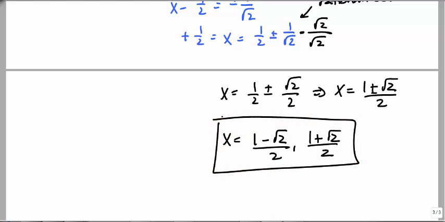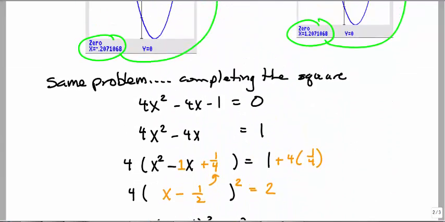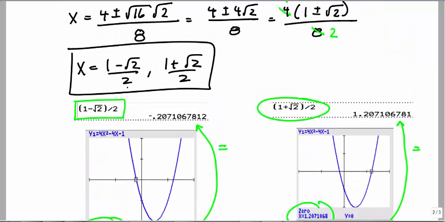And my math lab already provides the curly braces for that. Now let's see if this matches. 1 minus root 2 over 2, 1 plus root 2 over 2. Yep, 1 minus root 2 over 2, 1 plus root 2 over 2.